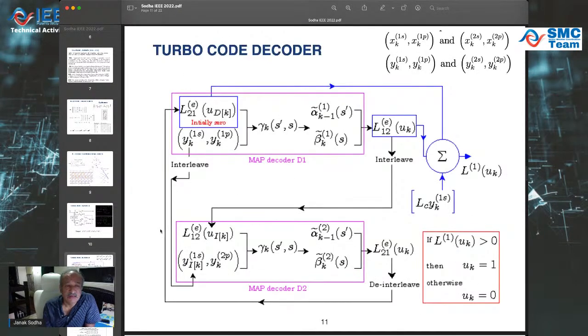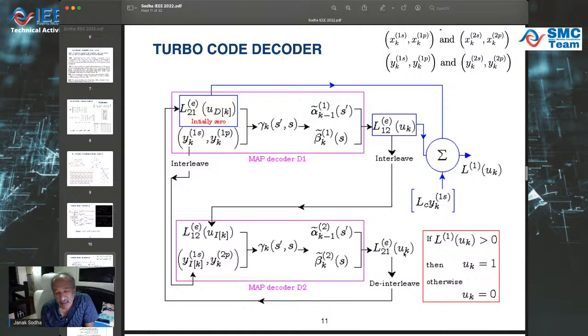But what happens is essentially the Y's represent the bits that have come from the channel. They are then used to create this information. They are used to create these probabilities, which then produce L12, and they're interleaved, and they come into here, and these are interleaved, and they come into here, and it is a very long, laborious process. There's a lot of mathematics behind it.